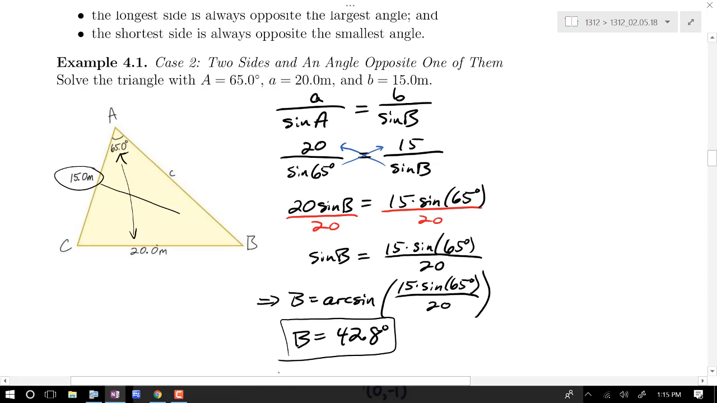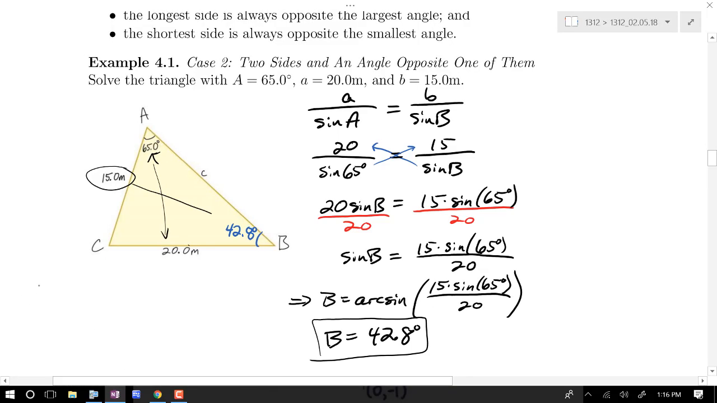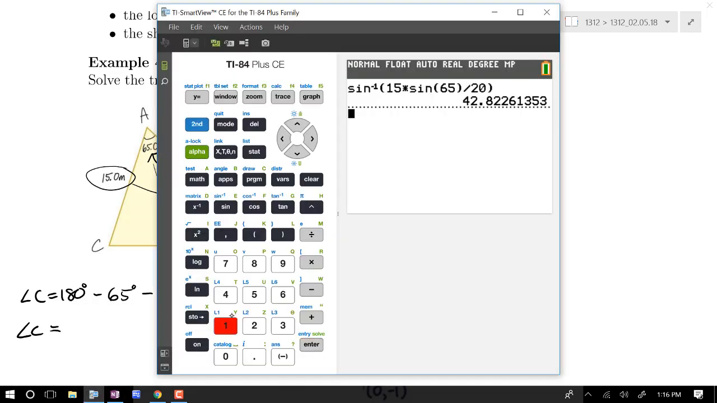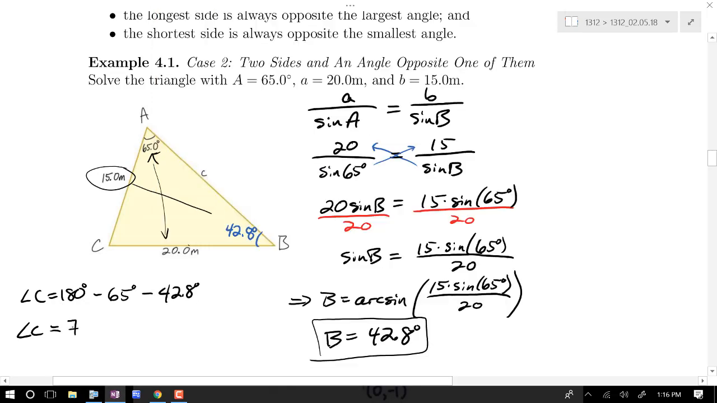Because it says solve the triangle, that means fill in anything that's not given. At this point, finding C isn't too bad. What could we do? 180 minus both A and B. Yep, exactly. So angle C is 180 minus 65 minus 42.8. And I get 72.2.